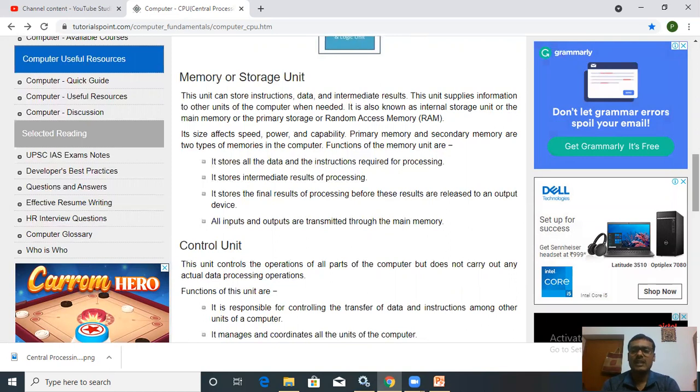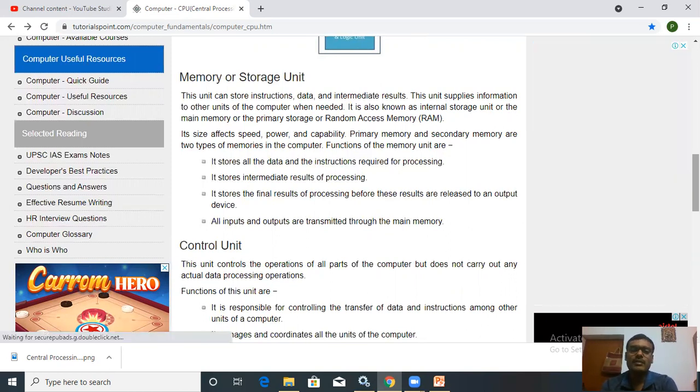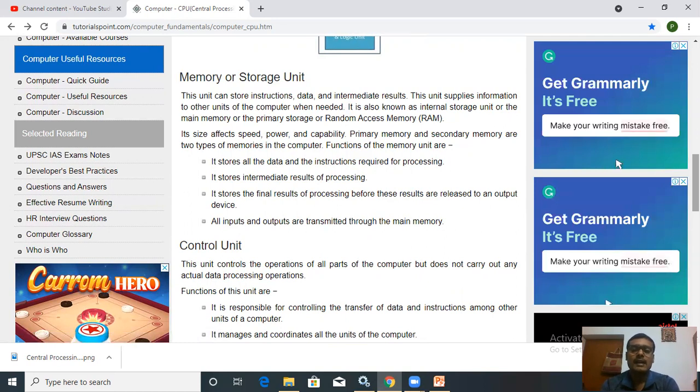Okay, because the main memory of the computer is directly accessed by the CPU. This memory unit is also known as main memory or primary memory. RAM is an example of main memory, random access memory. In the next video, I will discuss what is RAM, what is ROM, etc.